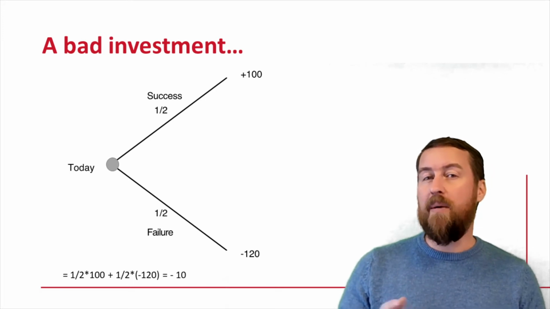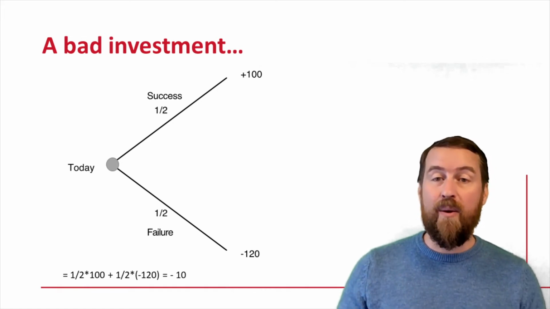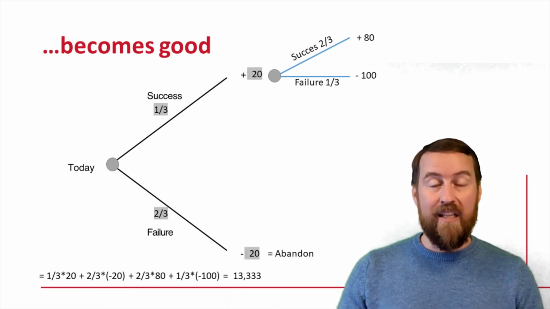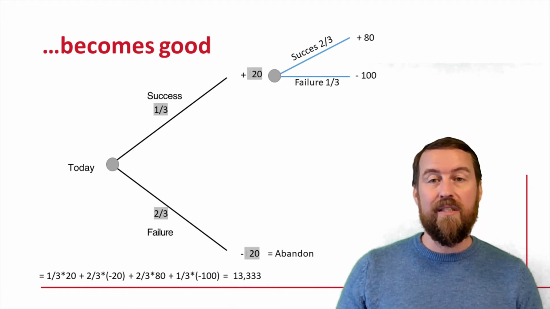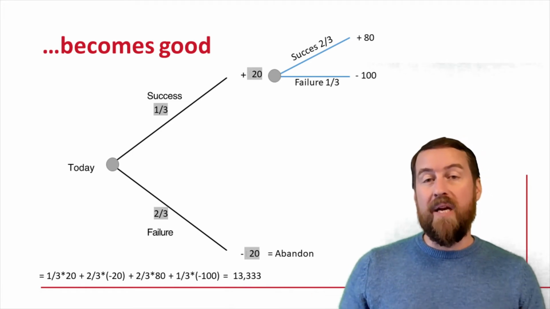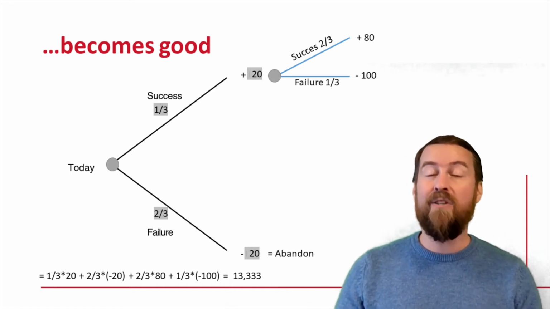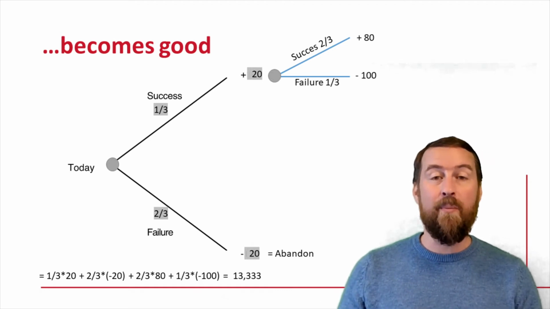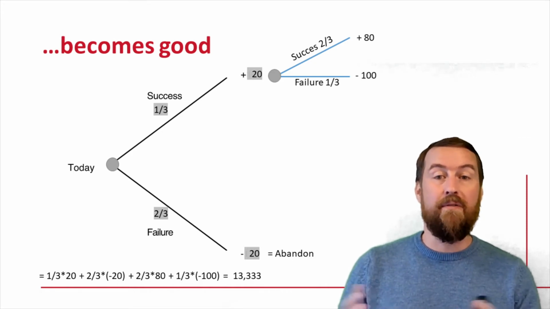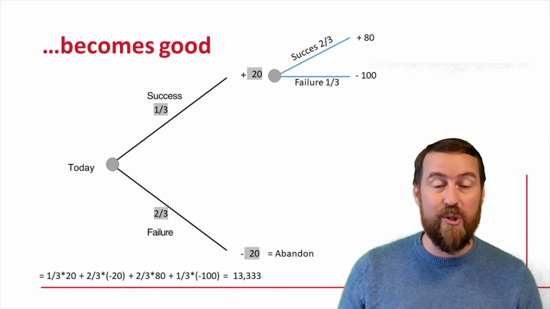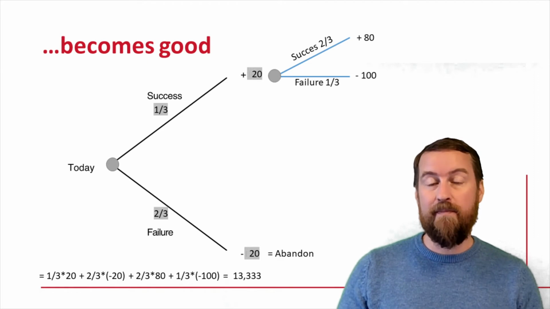However, there might be some options embedded in it. We can do something and we can make it a good investment. We can invest a little bit. It may be a pre-study. We invest $20. We figure out, well, based on that, there's a one-third probability of success, 2/3 for failure, meaning that if we at that point figure out it's a failure, it's not something that we should do. We abandon it and we've lost the $20 that we've invested.